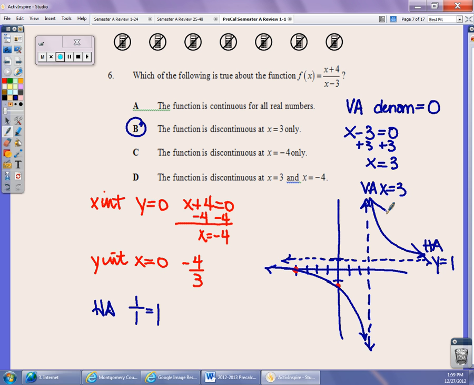Okay, now I don't know if you really need to know all of that to answer this question, but you do need to be familiar with your vertical asymptotes, horizontal asymptotes, x-intercepts, and y-intercepts on your rational function. In this particular question, all you really needed to know was that the vertical asymptote comes from setting the denominator equal to 0, and therefore the function is discontinuous at x equals 3.